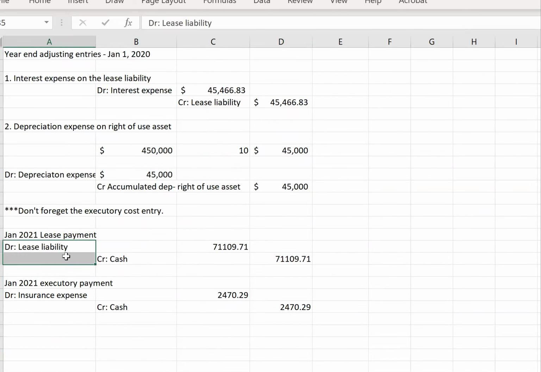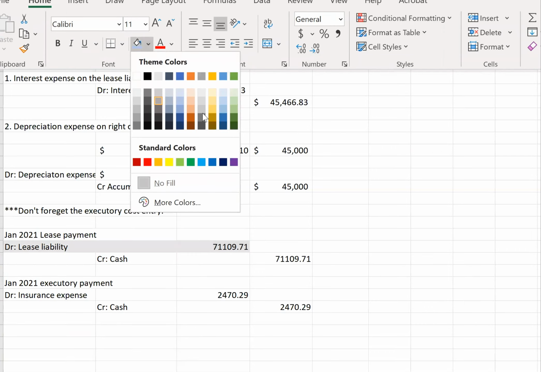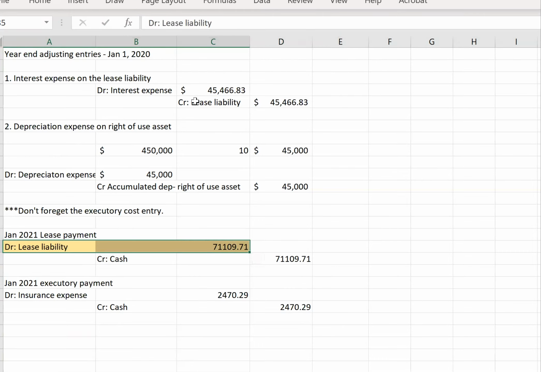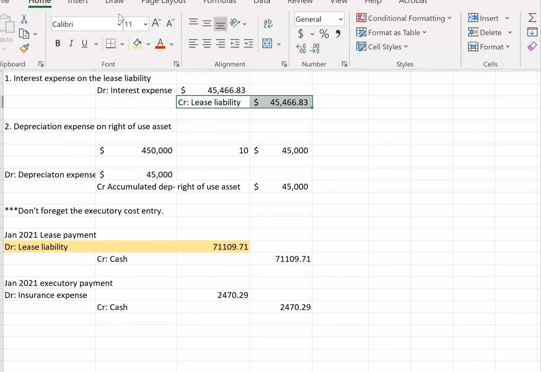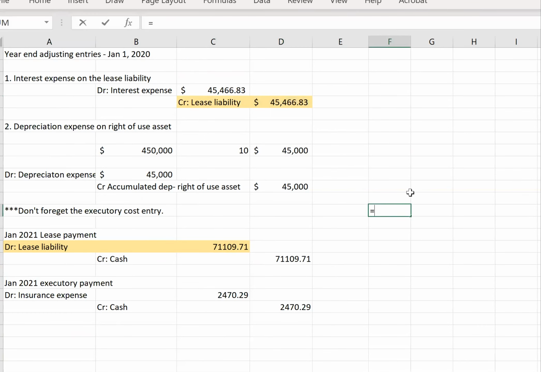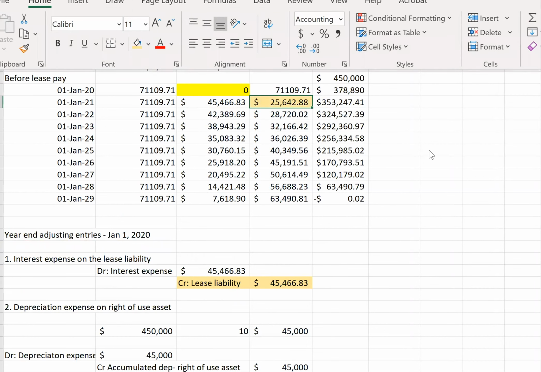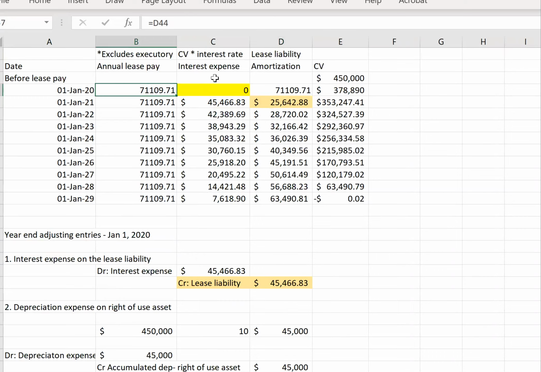So let's just look at what's happened with our lease liability here. You can see here we've debited the lease liability when we recorded the payment. And up here, when we recorded our interest expense, we credited it for 45. So the net of those two entries: we've got a credit in the year-end entry, and we've got a debit here of 71,109. So the net of those two things is a net decrease of 25,642, and that is exactly what we have here. When we make our lease payment, we decrease the lease liability by the entire amount. And when we record our interest expense, we increase it by that amount, and we're going to get to the net amount.